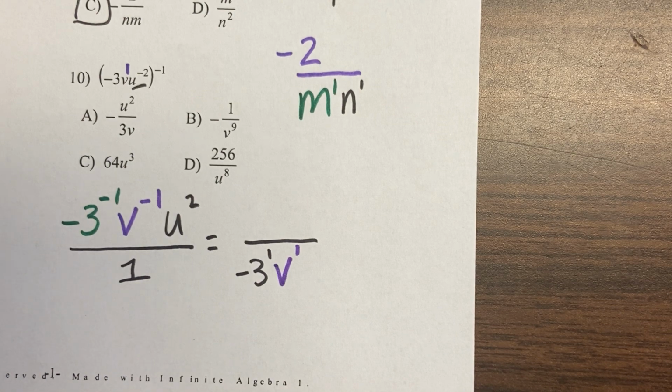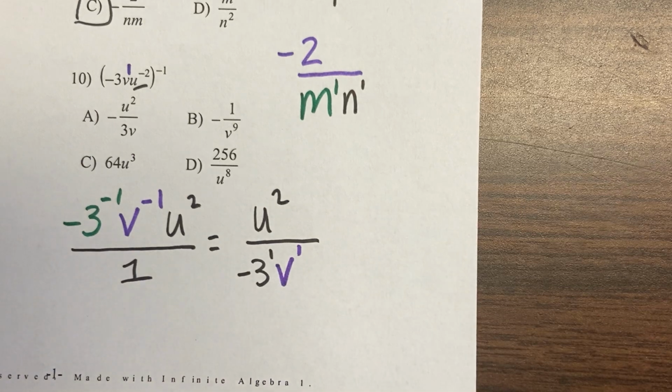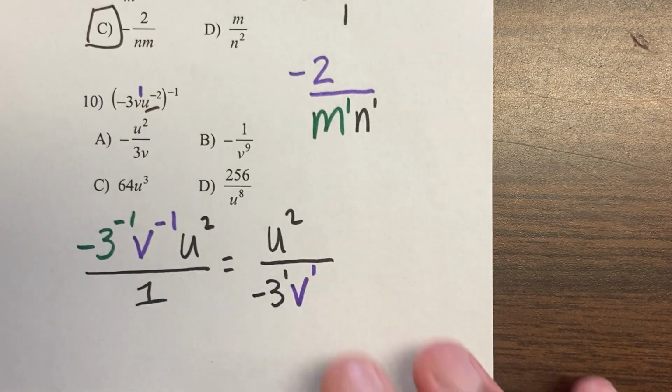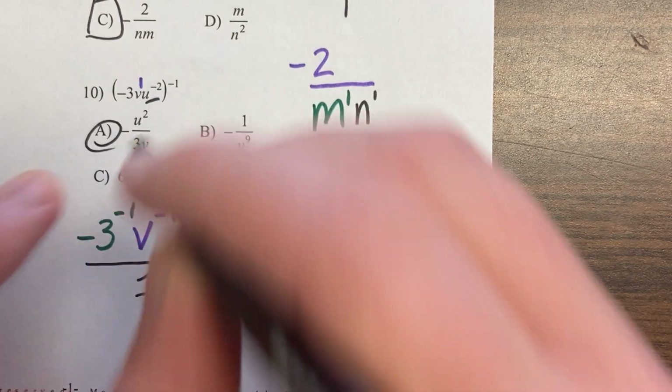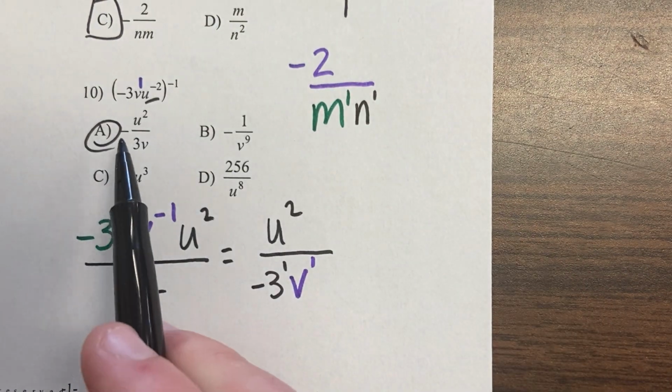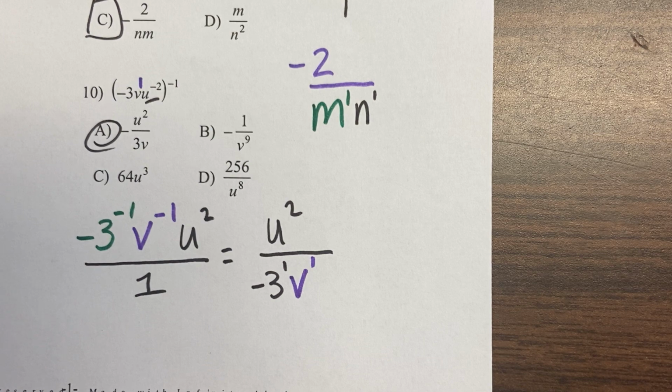And lastly, we've got u squared. He's positive. He's happy. Leave him alone upstairs. Don't touch him. So we have a negative u squared over 3v, and it looks like choice A has that result for us. Again, don't get discouraged that we have the negative downstairs. Again, the whole fraction is just going to be your negative.